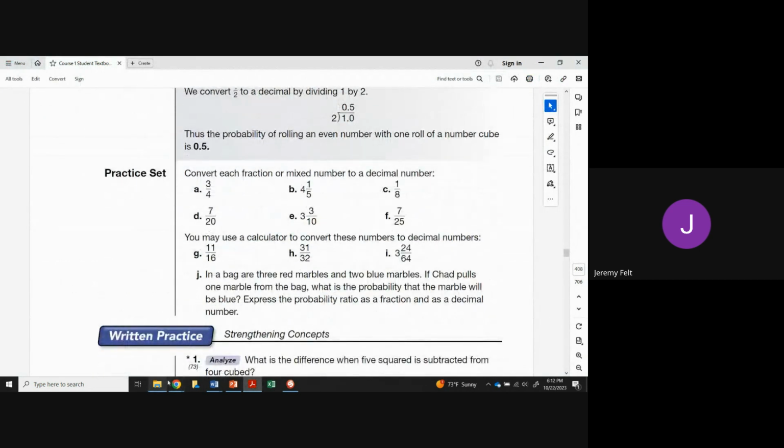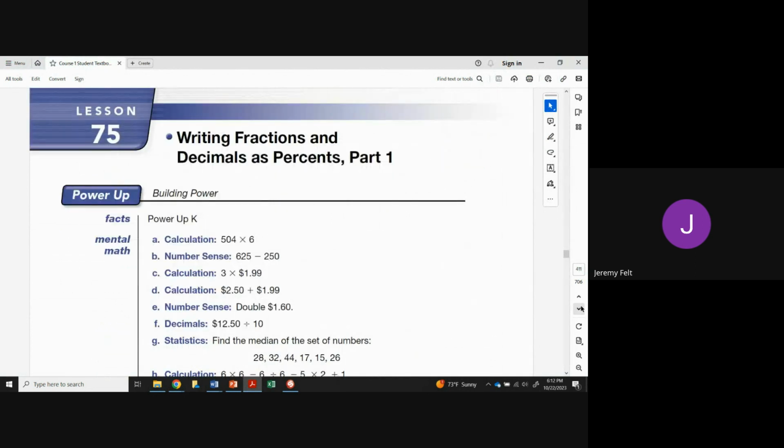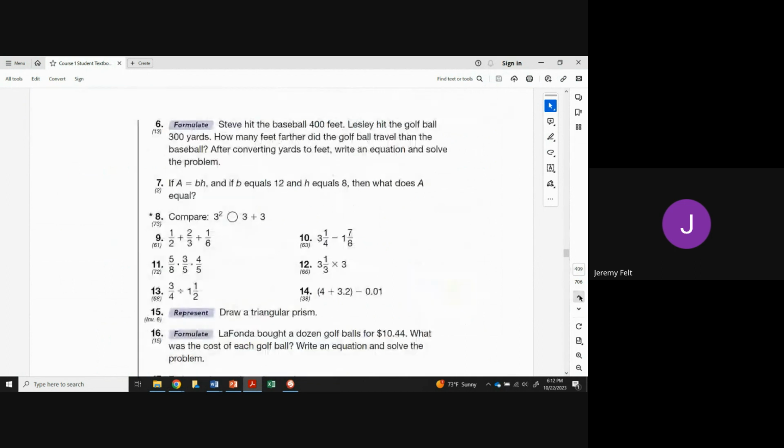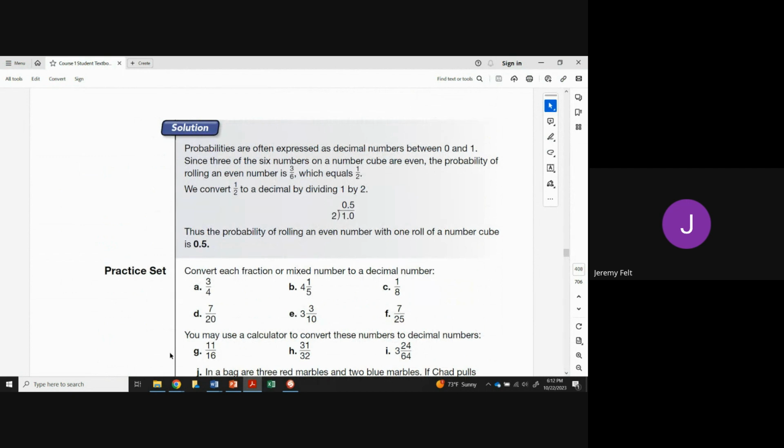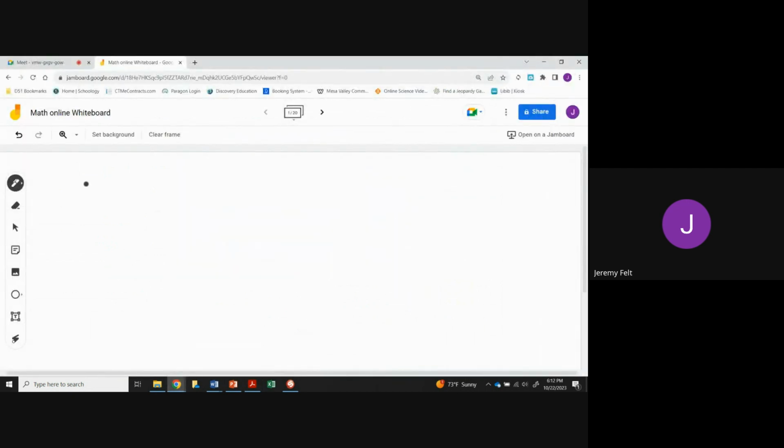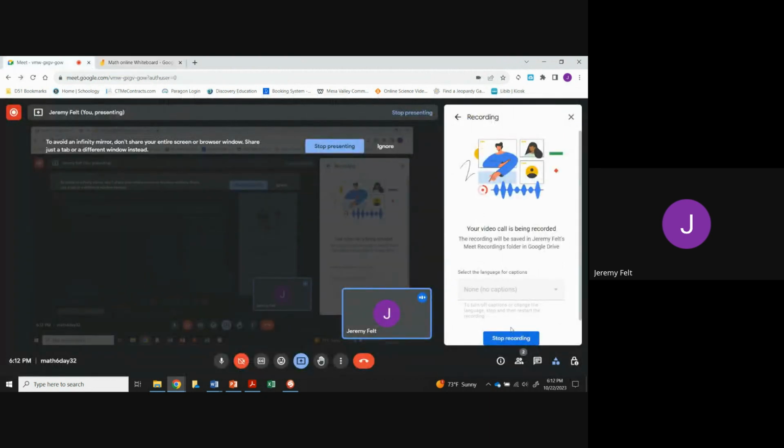All right, we'll do that practice set together. We will get to lesson 75 next time. So this is all we have for today. We'll go over some of these in class, go over the practice set together, check the homework, and keep moving on. We have a few more lessons to get through by the end of the semester.